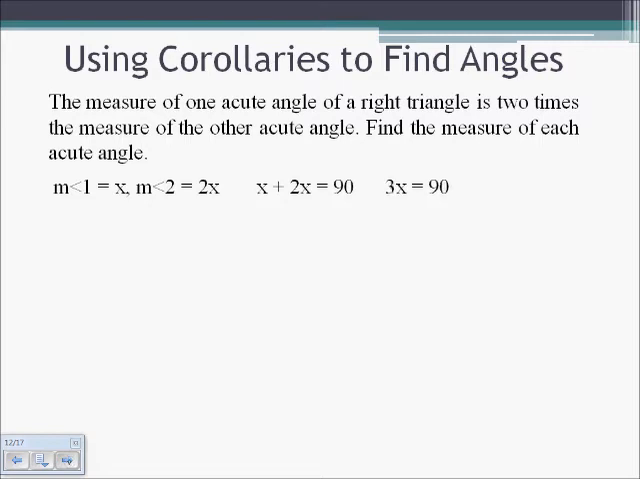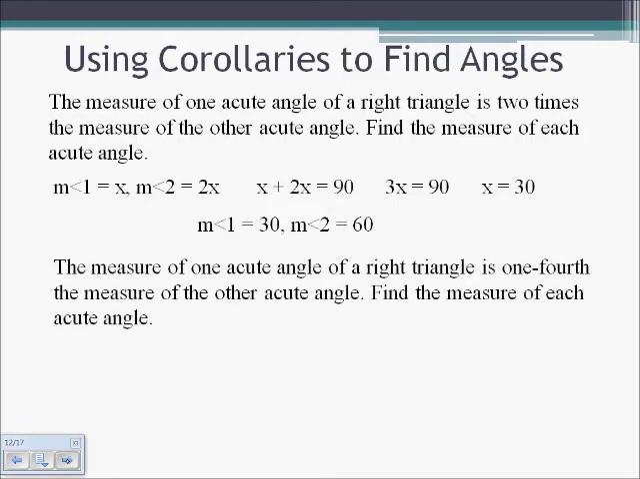Simply solving then, we have 3x equals 90, divide by 3 on both sides, and x is equal to 30. So it says find the measure of each acute angle. We have one angle being 30 and the second angle equaling 60. This is the corollary to the right triangle theorem.